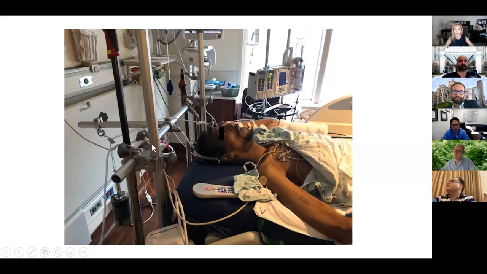How do you think of this as being different from, say, a traumatic atlanto-occipital dislocation? Biomechanically, it seems pretty similar. So how are you comfortable putting this patient in traction versus a traumatic patient?